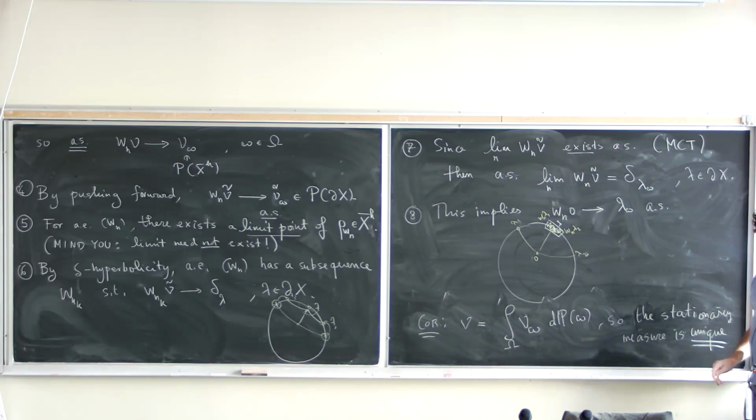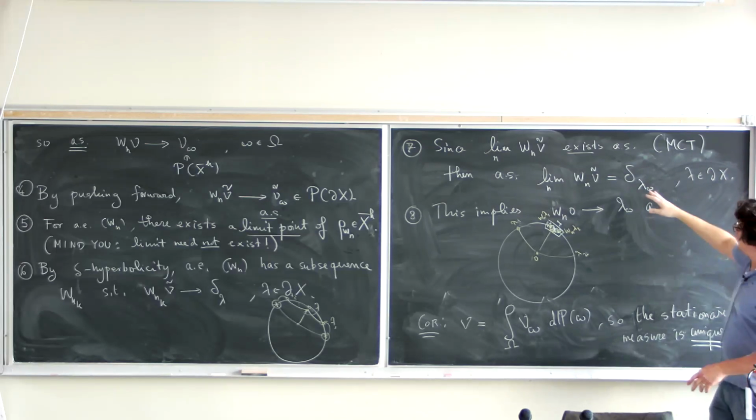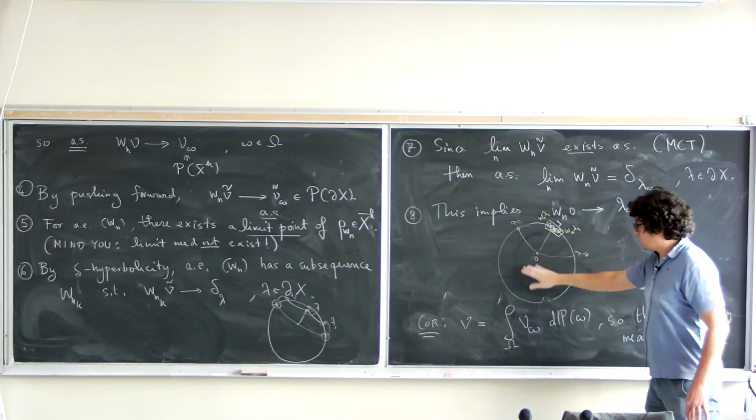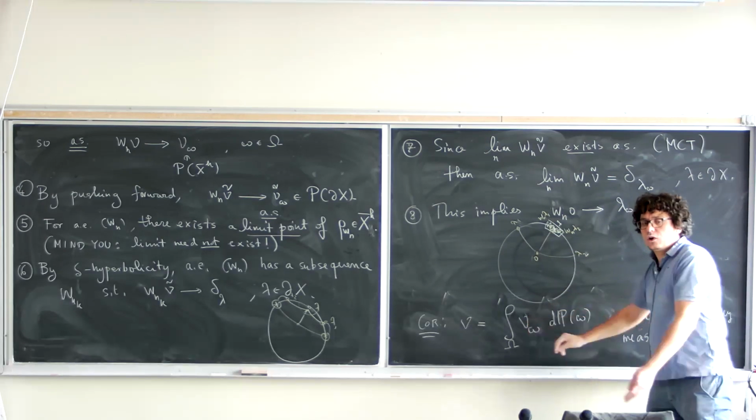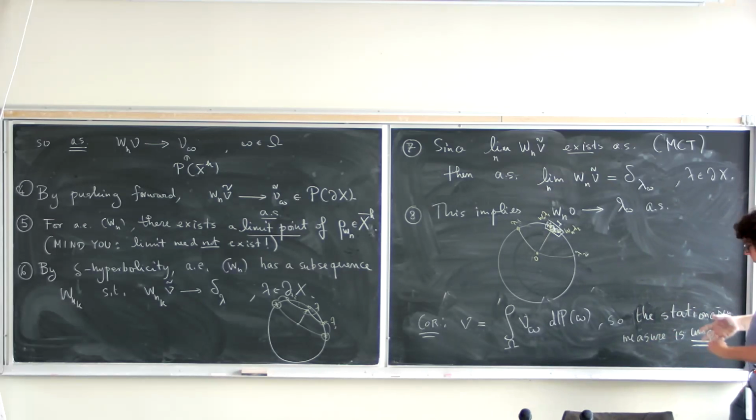This is because the argument started with just any arbitrary stationary measure, and we can carry the whole thing through. At the end, the random walk converges and the distribution of the limit is this nu, which is determined just by the random walk. And so in the end, the stationary measure is unique. Okay, very good. So that's more or less the outline of the whole proof.